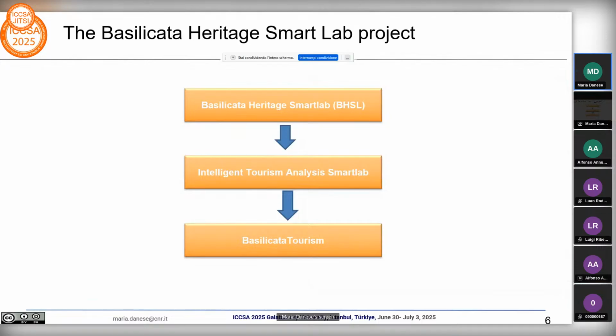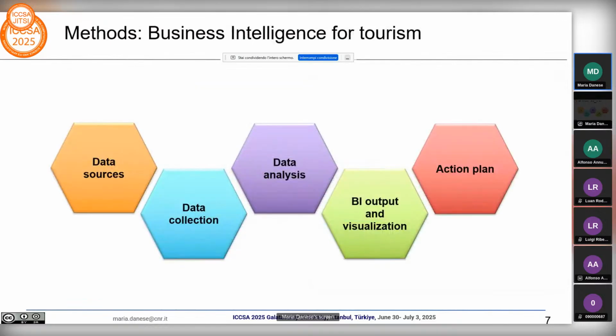In this context, Basilicata was funded by the European Regional Development Fund under the axis focused on research, technological development, and innovation. This co-financed the project Basilicata Heritage Smart Lab, where the goal is to support the region's economy by working together public institutions, research centers, and private companies. One key part of the project is the Intelligent Tourism Analysis Smart Lab, and this part of the project will develop the digital platform to manage tourism in the region that I'm presenting. Right now, Basilicata did not have a tool like this, so there was a strong need for it.